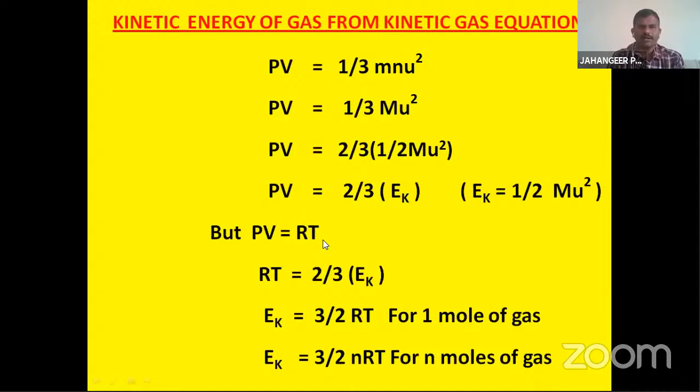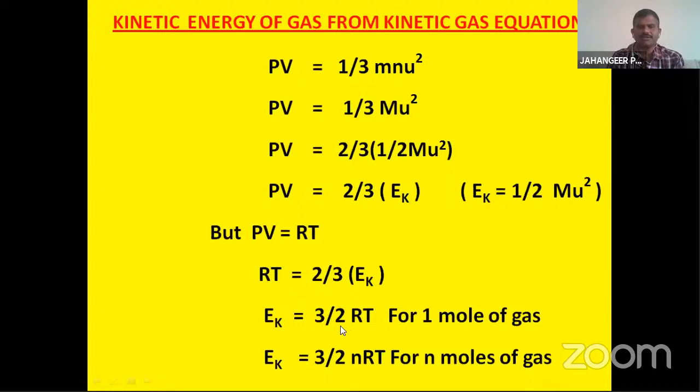But according to the ideal gas equation, what is the ideal gas equation? PV is equal to nRT. For 1 mole of gas, PV becomes RT. Now replace PV with RT. Then RT is equal to 2 by 3 of Ek. So making Ek the subject, by transposition of 2 by 3 to the opposite side it becomes 3 by 2. So Ek is 3 by 2 RT for 1 mole of gas. If it is for n moles of gas, Ek is equal to 3 by 2 nRT.